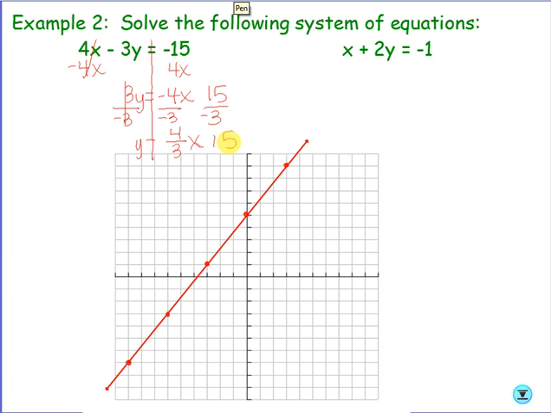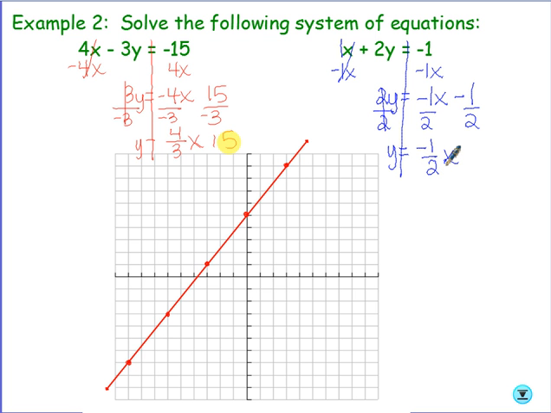Okay, so let's switch over to the other equation. I got to move my x again. First of all, that's a 1 in front of that x. So we need to subtract 1x. That leaves me with 2y equals negative 1x minus 1. We're going to divide everything by 2. Negative 1 divided by 2, put back into a fraction, stays negative 1 over 2x.